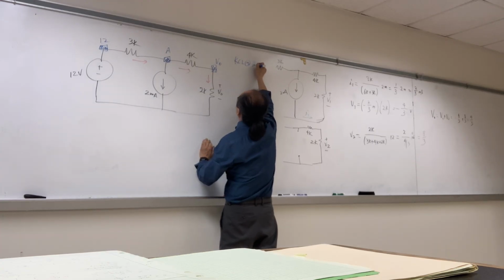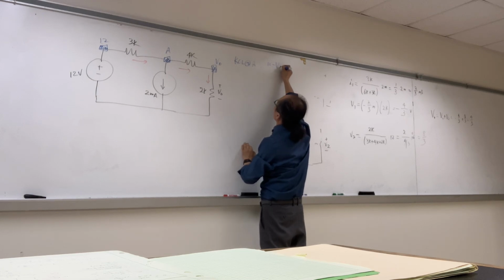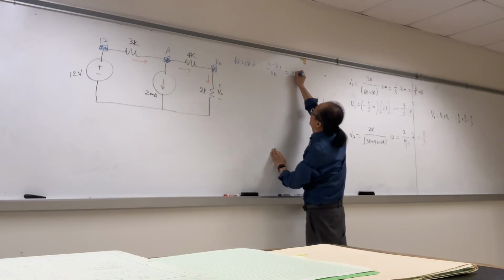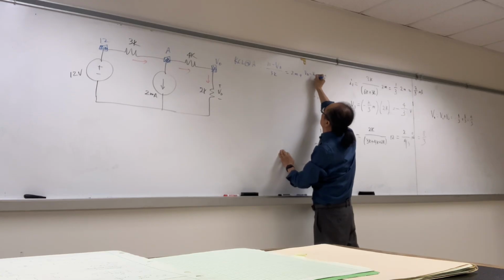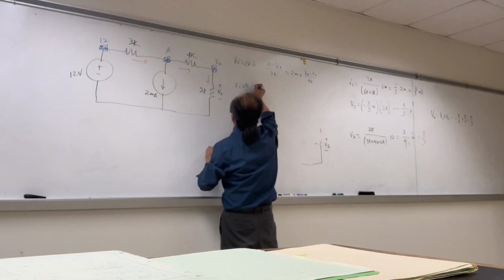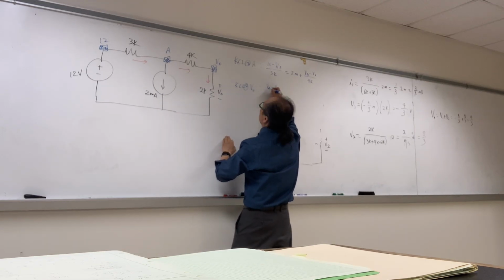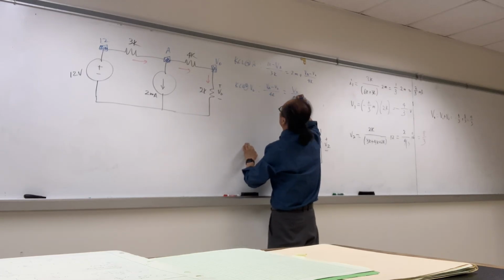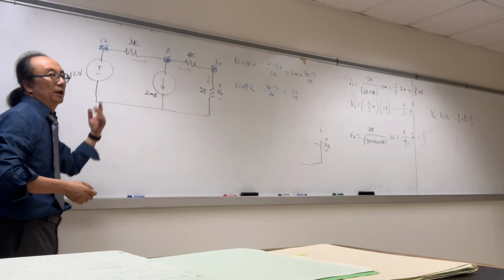KCL at A, we have entering (12 minus VA) over 3K equals leaving 2 milli plus (VA minus V naught) over 4K, and then KCL at V naught, entering (VA minus V naught) over 4K equals leaving V naught over 2K. Simple, two equations and two unknowns, we end up getting the same answer.